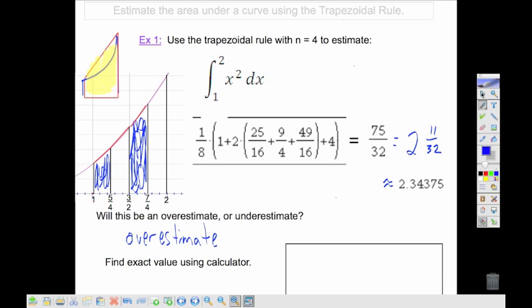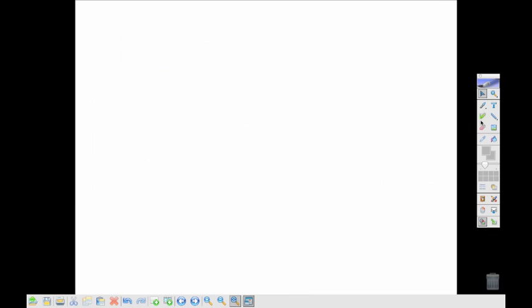Now we can find the exact value using our calculator by plugging in that integral, and we get the value 2.333, or 2 1/3. And so we can see that our value is actually just a little bit too high. Similarly, if we had a curve that was concave up, and we look at the concavity, we take any trapezoid here, we would notice that that trapezoid is actually under the curve, and so my area would be an underestimate.